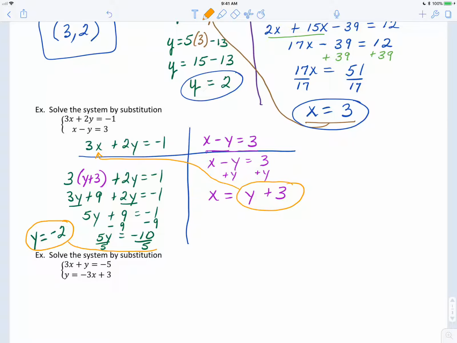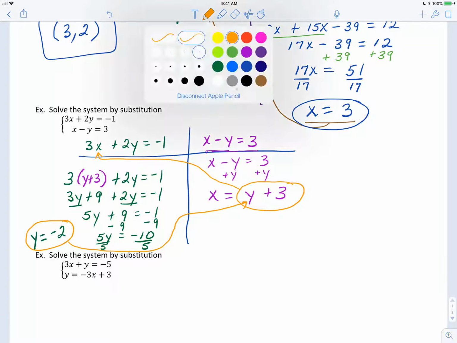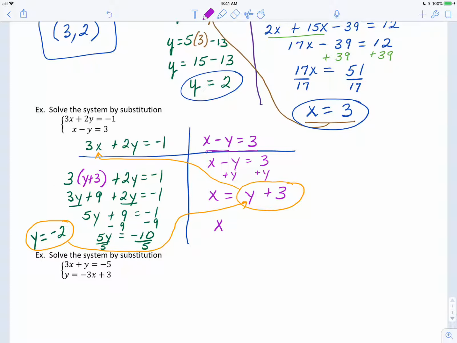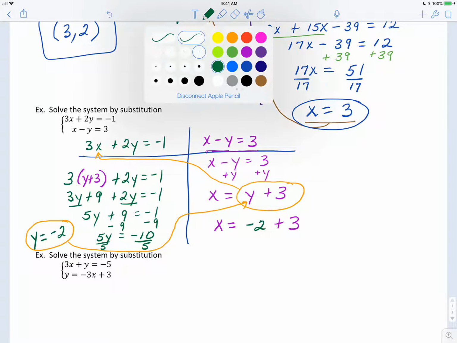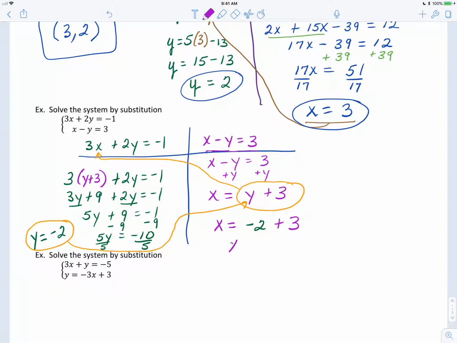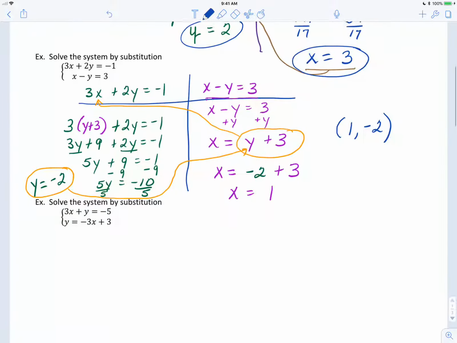And remember, now we've got to go back over here and solve for this x. So we're going to put that in for the y in the other equation. So x is -2 plus 3. Maybe I should put that in green so you know where it's coming from. So that means x is +1. So the ordered pair that satisfies this system of equations would be (1, -2). And if you were on a graph, that would be the one point where those two lines cross.